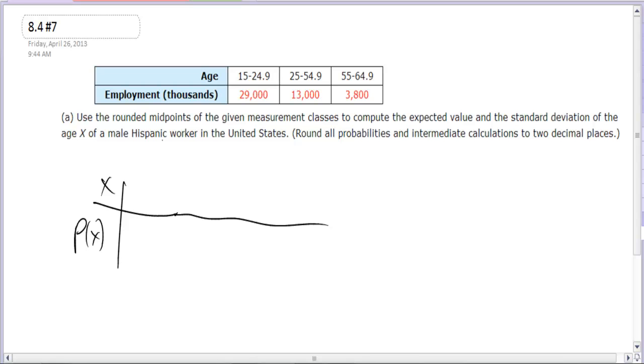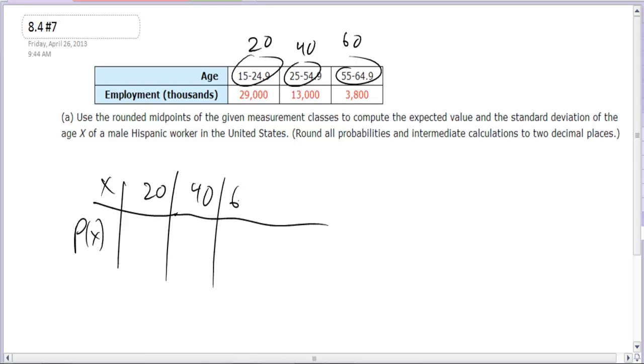And the problem tells you to use the rounded midpoints for the ages. So the midpoint between 15 and 25 would be 20 years. So one of our outcomes is then 20. Continuing finding our averages, it's just by adding the two numbers, dividing by 2, and then rounding. This would be 40, and then this would be 60. So therefore, 20 years, 40 years, 60 years. So now the question is what is the probability of each of these outcomes?